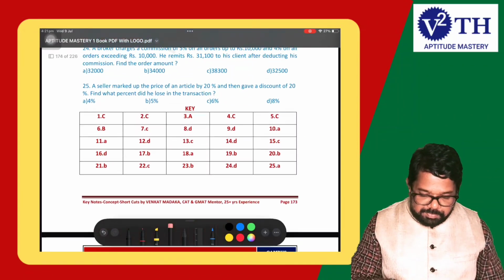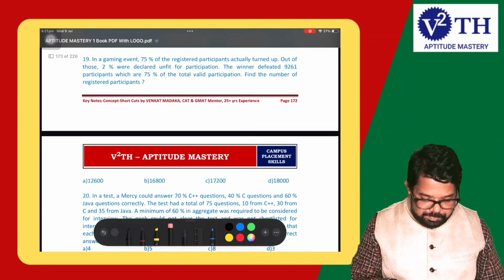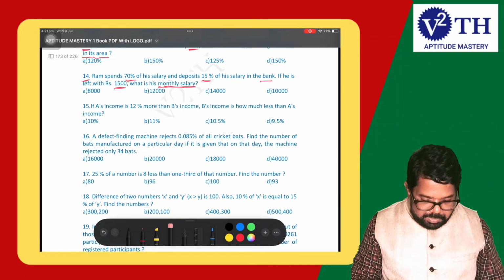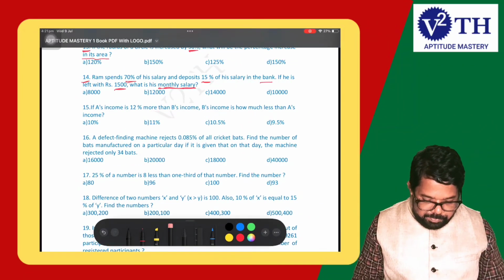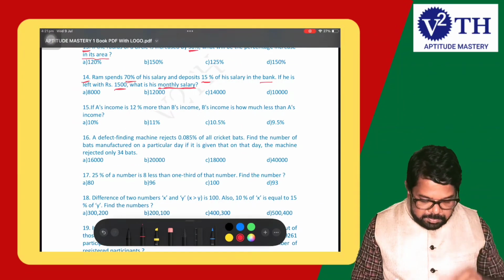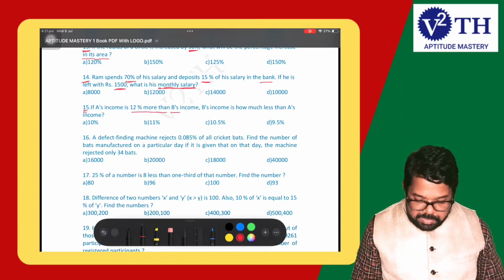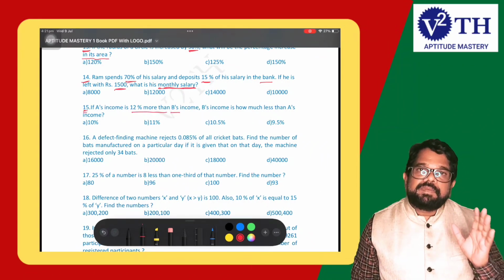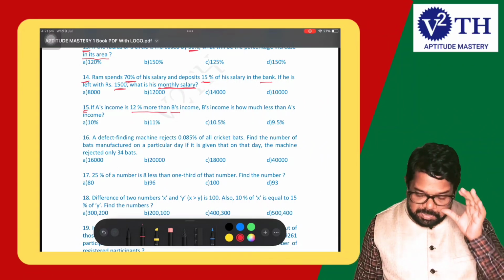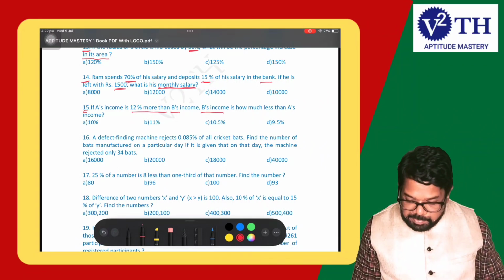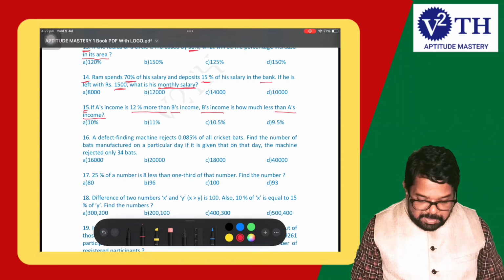So what is question number 15 here? See here, question number 15. If A's income is 12% more than B's income, then B's income is how much percent less than A's income?